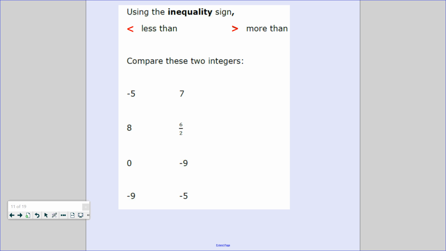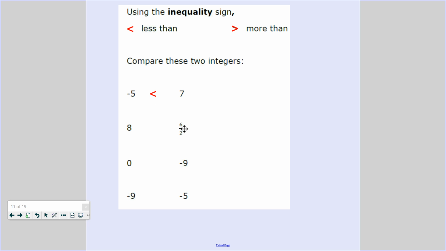So in elementary school, you may have called it the alligator sign, but we don't use that. We use the less than and more than. So we're going to help determine which one. If you have a number line of -5 and 7, which one would be greater? 7 is greater. So -5 is less or more? Less than 7. So it goes here.